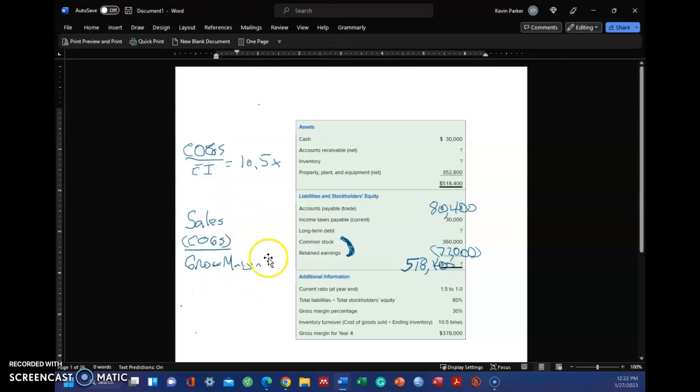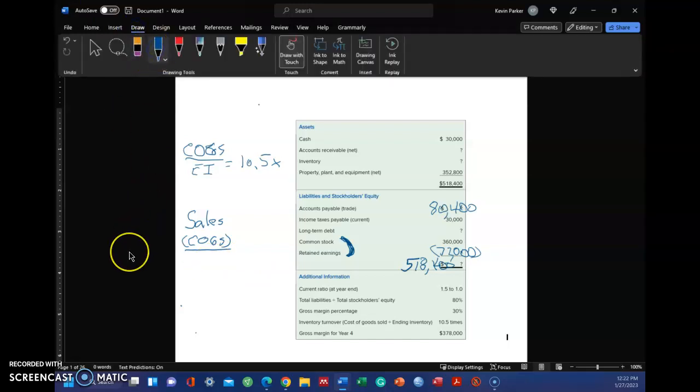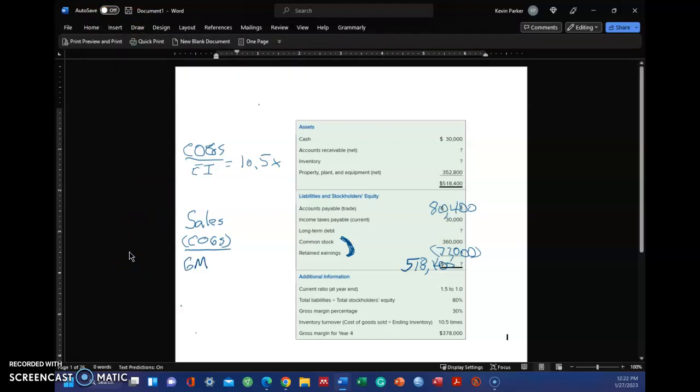Now we were given gross margin, and I didn't leave myself enough room, so I'm going to abbreviate that. I'd already abbreviated so much, I didn't want to abbreviate anything else, but I'm giving up. Gross margin. That is not General Motors cars or the competitor Ford and Toyota. No, it's gross margin. So we don't know what sales is, but if we knew what sales was, we could subtract out cost of goods sold and it would give us gross margin, but we know what gross margin is, 378.